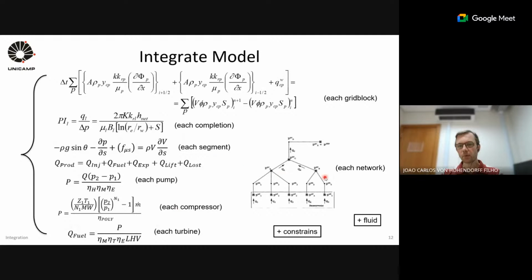Another point that is important is, if I have some gathering systems in my production strategy, I need to solve this kind of problem related to the network, which correlates some similar points. And with this, I can verify pressures that are similar at certain points of my network.